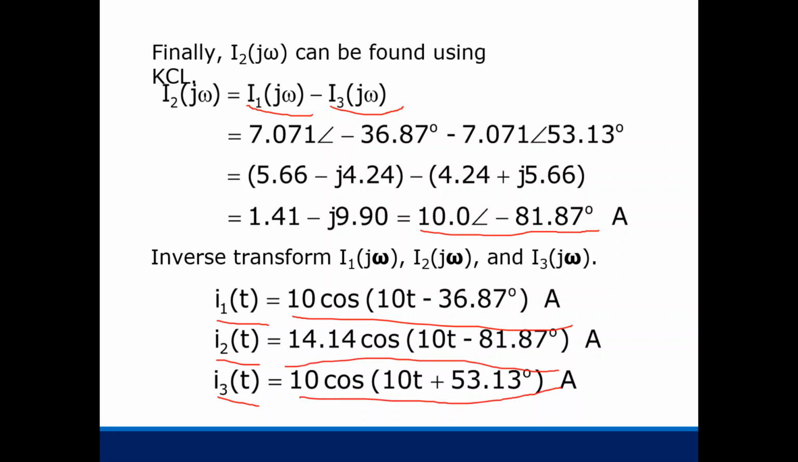So what you have learned from lecture 1 to 5, all that hard stuff, you can still use it in our alternating current domain or AC domain. So that concludes this lecture.